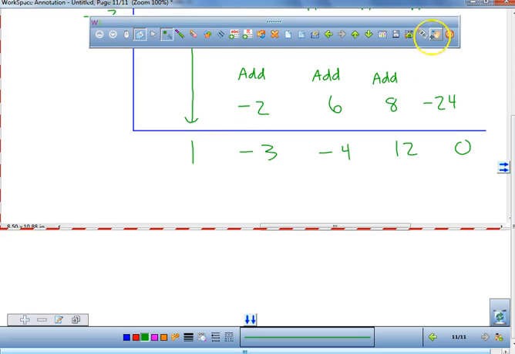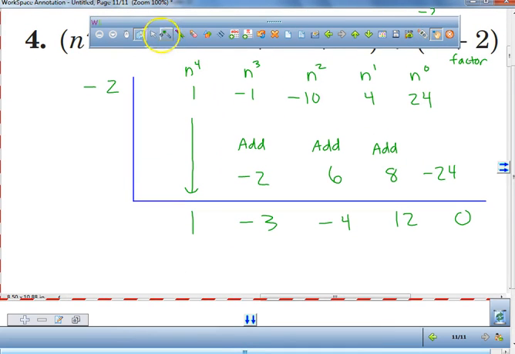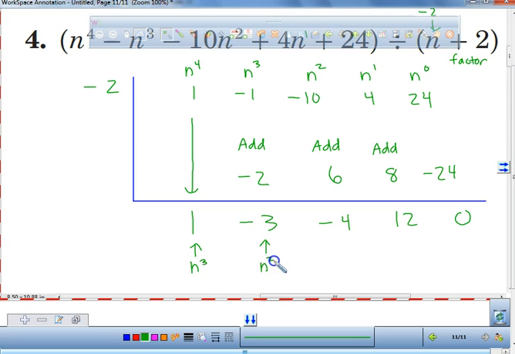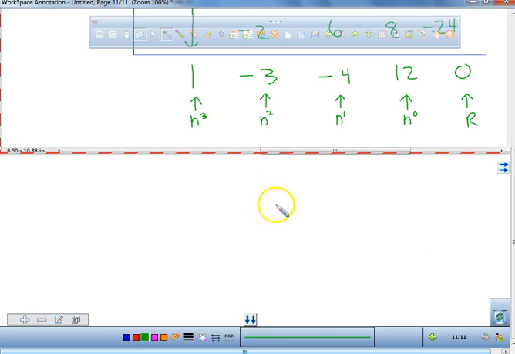Well, how much does this go into all of this? Remember, if this is n to the 4th, that means this tells you how many n cubed. If this is n to the 3rd, this is n squared. All right. This is n to the 1st. This is n to the 0. And this number is my remainder. If your remainder is 0, that means it is a factor. If your remainder is not 0, that means it's not a factor. Okay? Call this the remainder factor theorem.